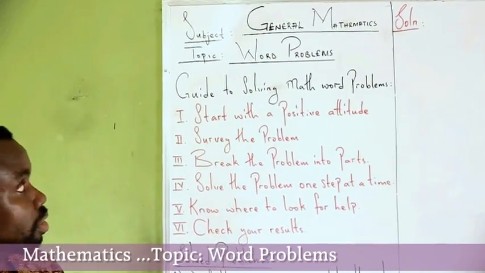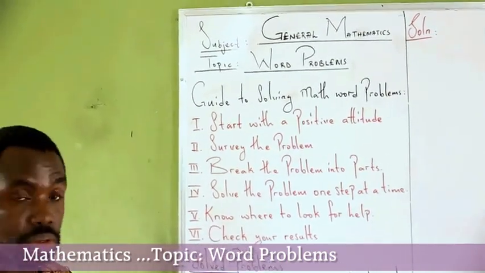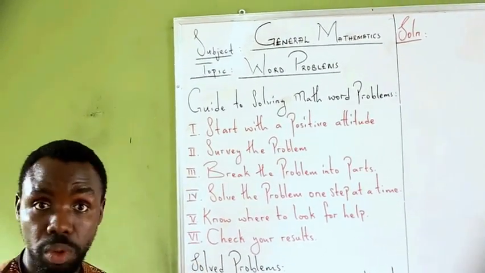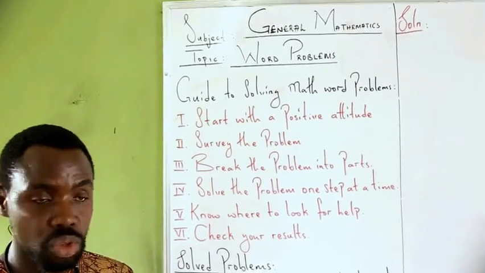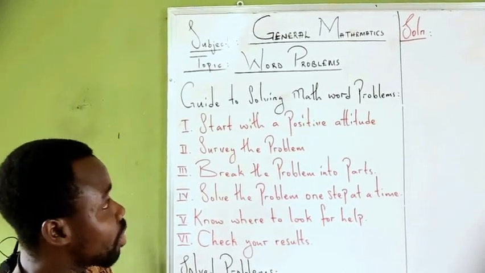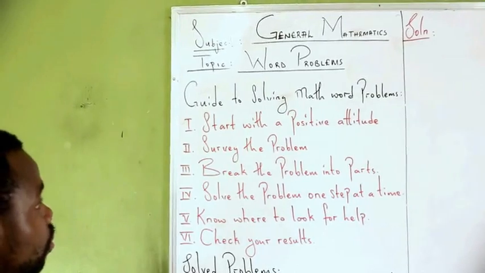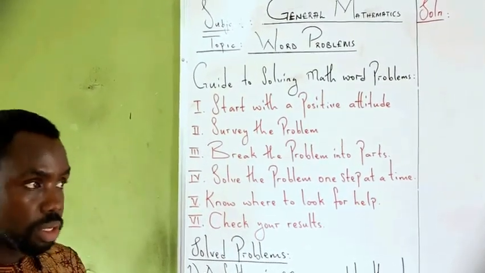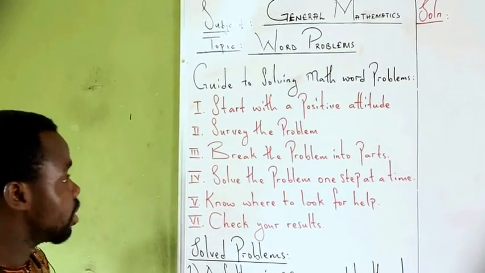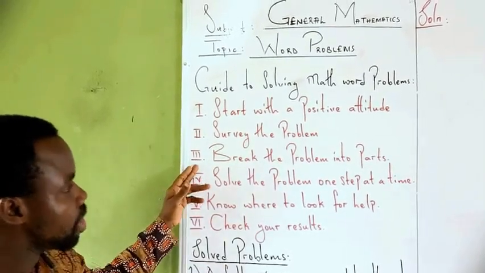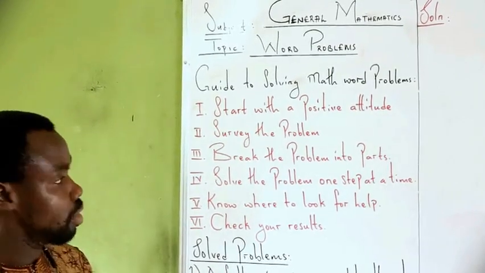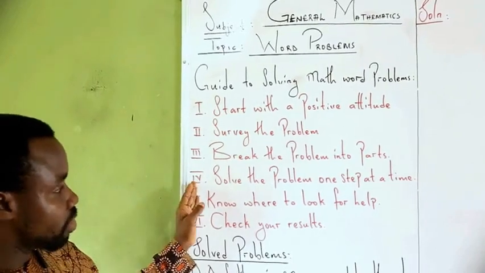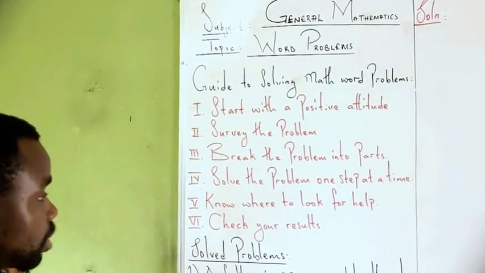The first one here says, start with a positive attitude. Always ensure that whenever you're given word problems, you have this notion that you should be able to do it after going through the question over and over again. So step 2, you survey the problem. That is, you take your time, you read through sentence by sentence. Then step 3, you break the problem into parts. You take them one step at a time. That is what you have in step 4, solving the problem one step at a time.